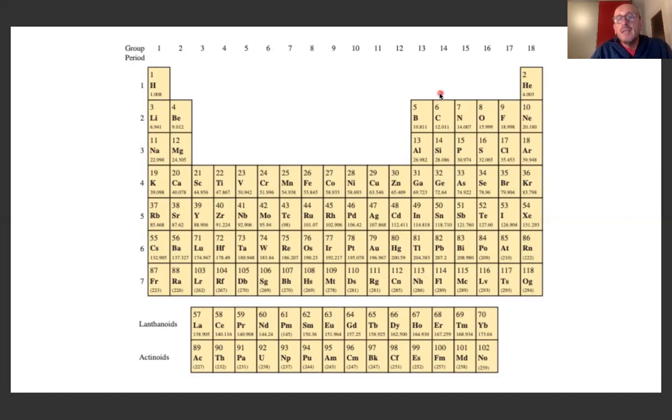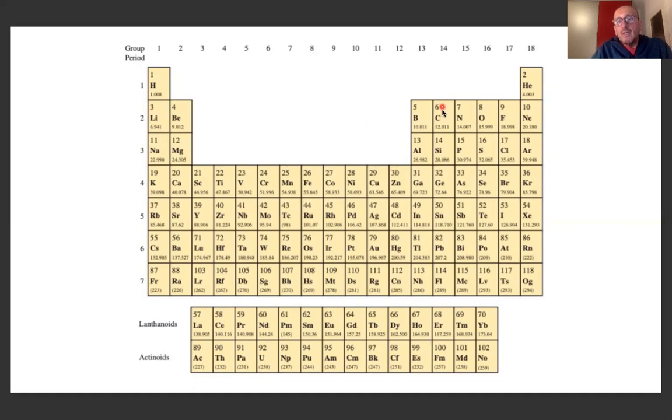If you look at each one of these columns here, what changes is the value of n, but the value of the exponent of p, remember, is the number of electrons in the p shell in this column. The configuration of this element is 2s squared, 2p squared.